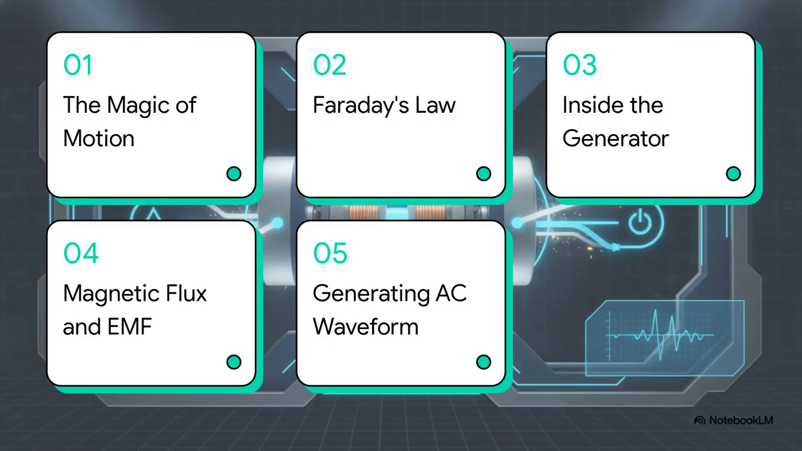So here's our blueprint for the explainer today. First, we'll look at the magic of motion. Second, Faraday's law of induction. Third, we'll go inside the electric generator. Fourth, magnetic flux and EMF. And 5, generating the AC waveform.